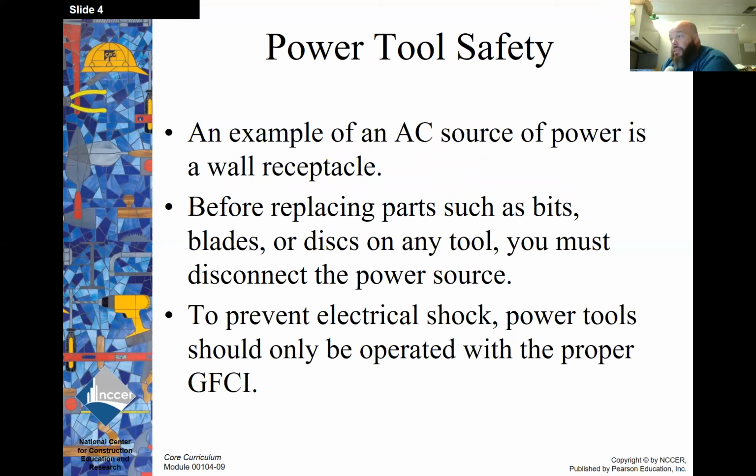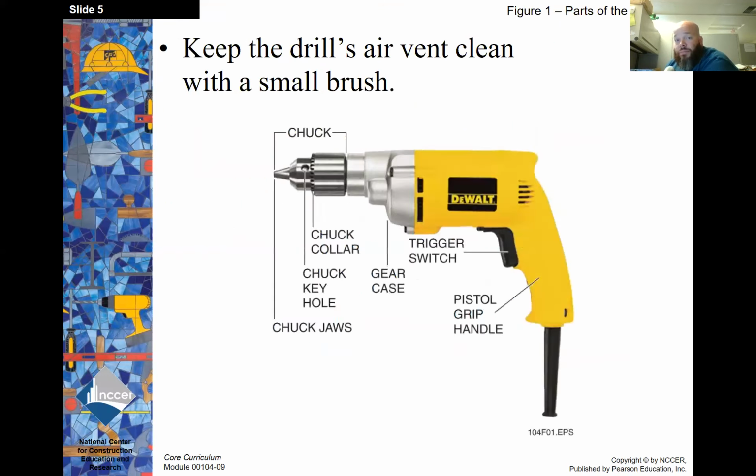Power tool safety. An example of an AC source of power is a wall receptacle. So just your common plug that you plug your cell phone into to charge. Before replacing parts such as bits, blades, or discs on any tool, you must disconnect the power source. And to prevent electric shock, power tools should only be operated with a proper GFCI. If you remember back from the safety section, that's a ground fault circuit interrupt.